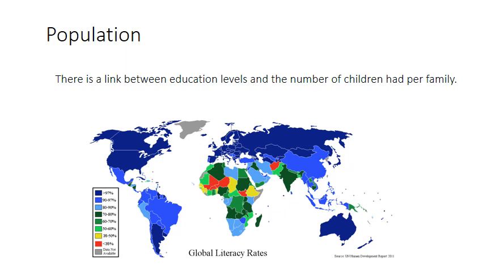Another thing influencing the decline in birth rates is education level. As more women around the world are educated, we see a drop in the number of children per family.